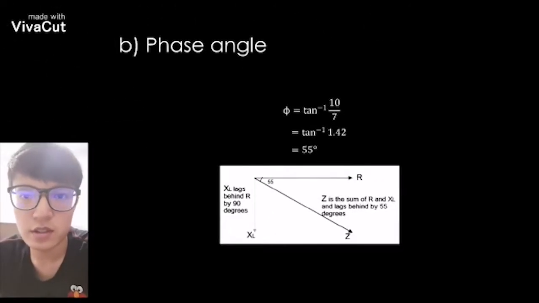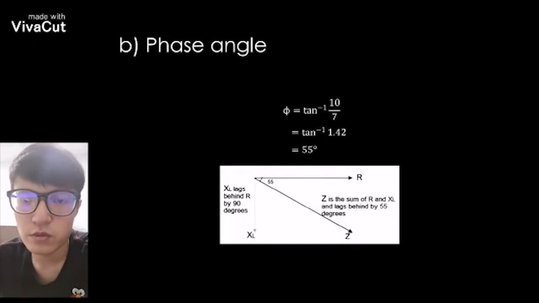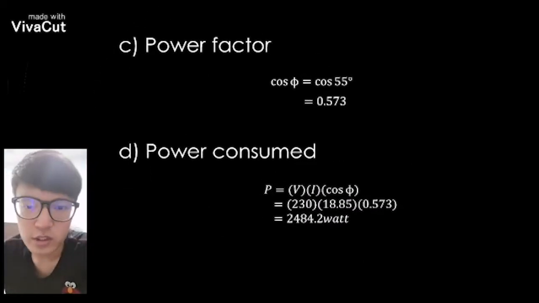B, phase angle. The formula to get the phase angle is tangent inverse of XL per R. We already have the value of XL, so putting in the values, tangent inverse of 10 over 7, the answer is 55 degrees. C and D are quite easy because we already have the formulas. For C, the power factor is cos phi, which is cos 55 degrees, and the answer is 0.573.